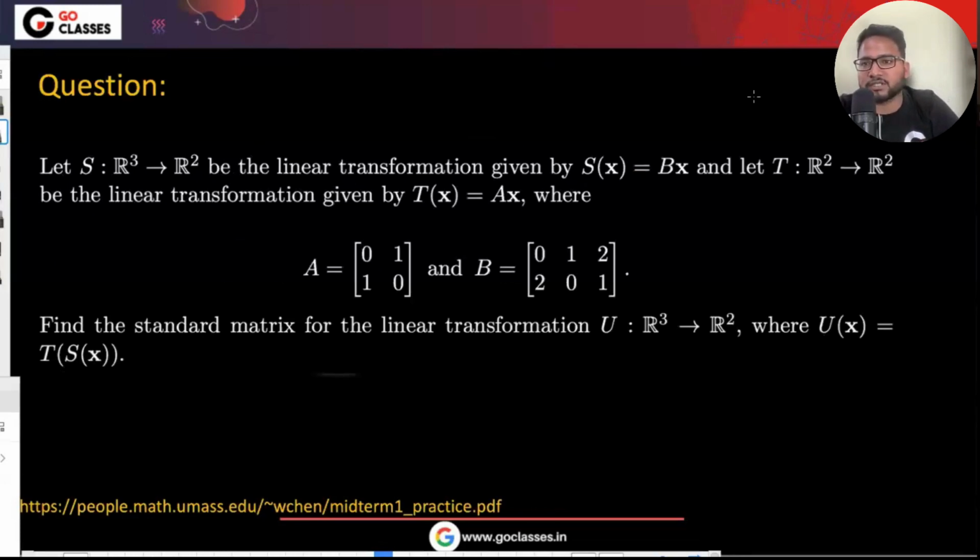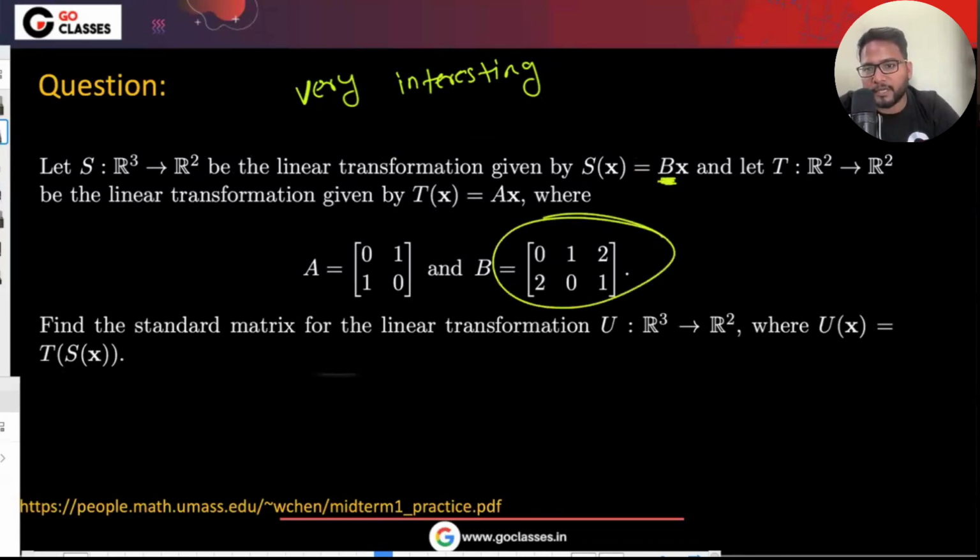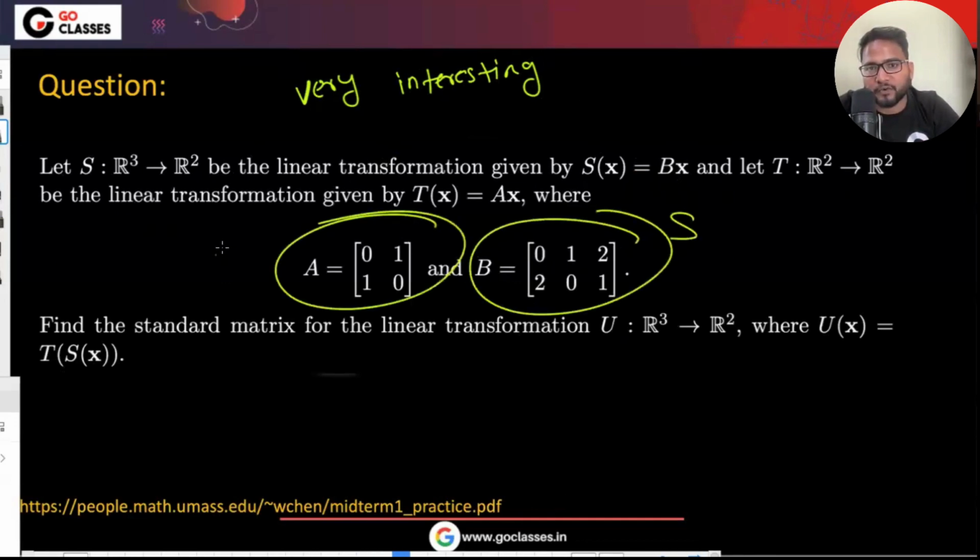Let's just do this question. This is very interesting. Let's just solve this question. What they're trying to say is that S and T, they have given two linear transformations. Associated with S is B, and for T is A. Now they are saying, let's define another linear transformation U such that it is T of Sx. Then what is the matrix corresponding to this U?